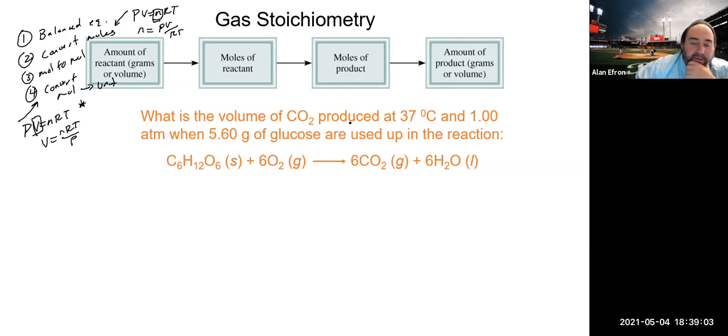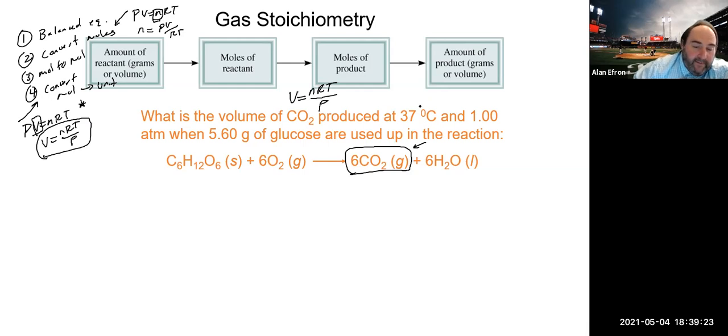So we have a couple of things going. We do want to get to, in this case, the CO2, which is a gas. So as soon as I see gas and I'm looking for a volume, that makes me think I'm going to be using this here at the end. And that means that basically I have V is equal to nRT over P.